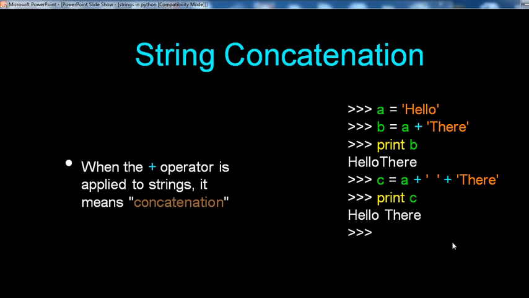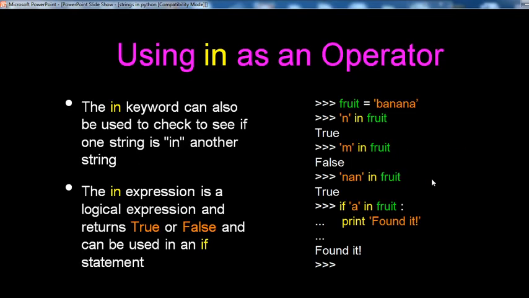Next is string concatenation. What is string concatenation? When the plus operator is applied to strings, it means concatenation. a equals hello and b equals a plus there. If you print b, it joins a plus there, so hello plus there, and finally prints hellothere. Again, c equals a plus a single quote space plus there. Printing c gives hello there, because there is a space. If you want to give a space between two words, simply add plus a space in single quotes, and it automatically displays the space between the two words.